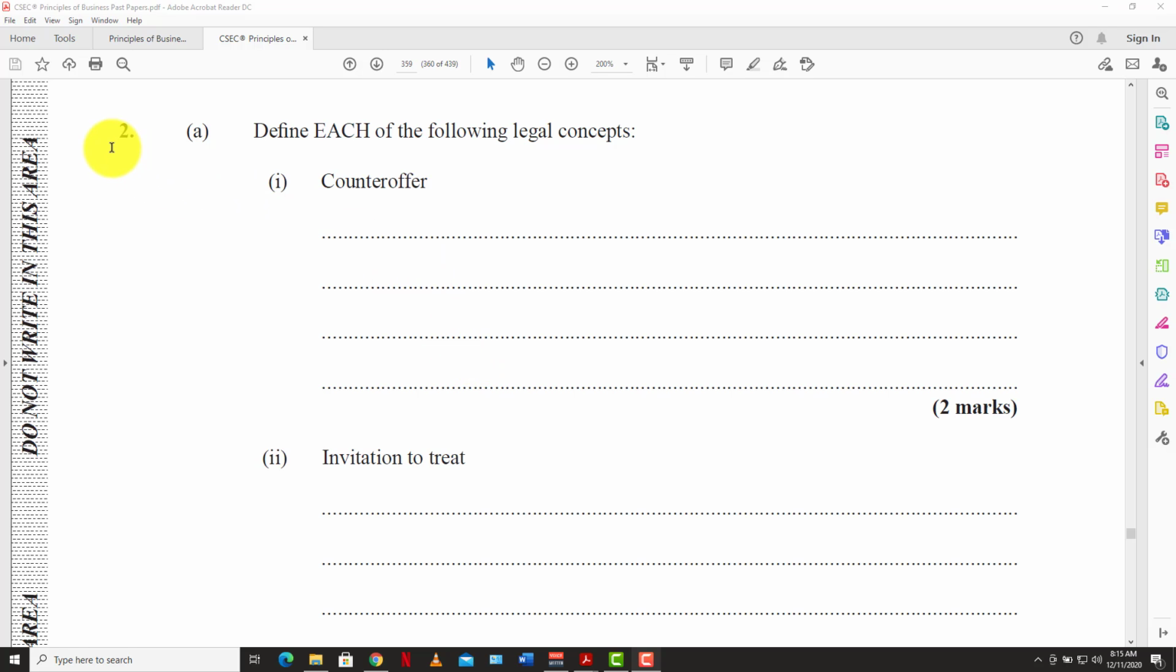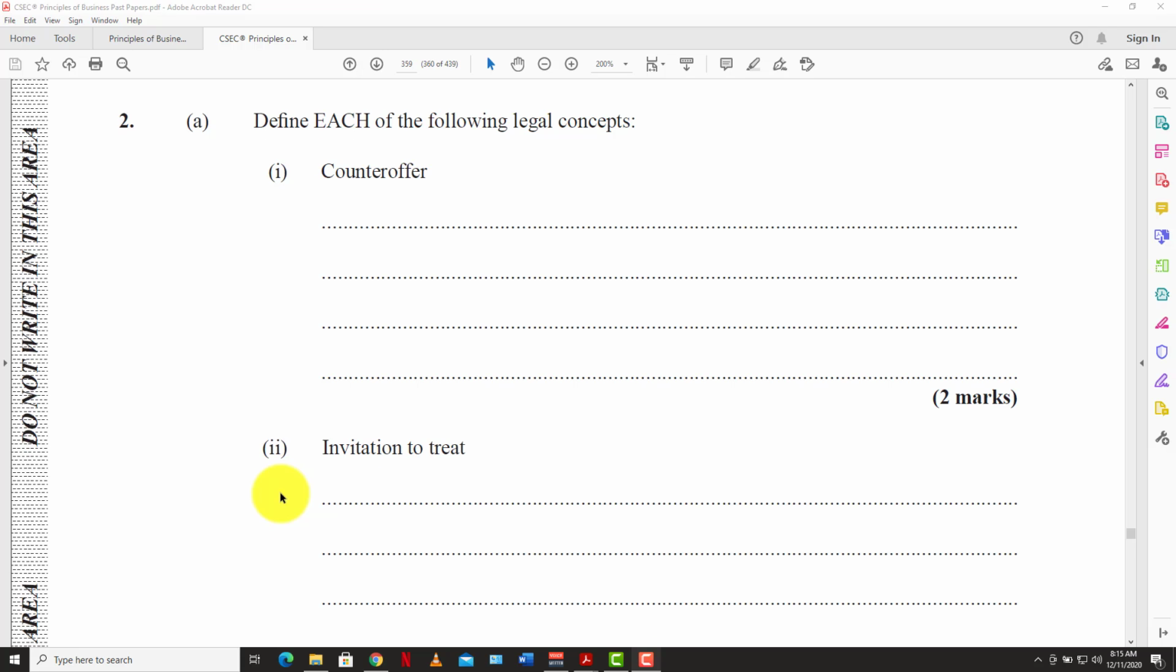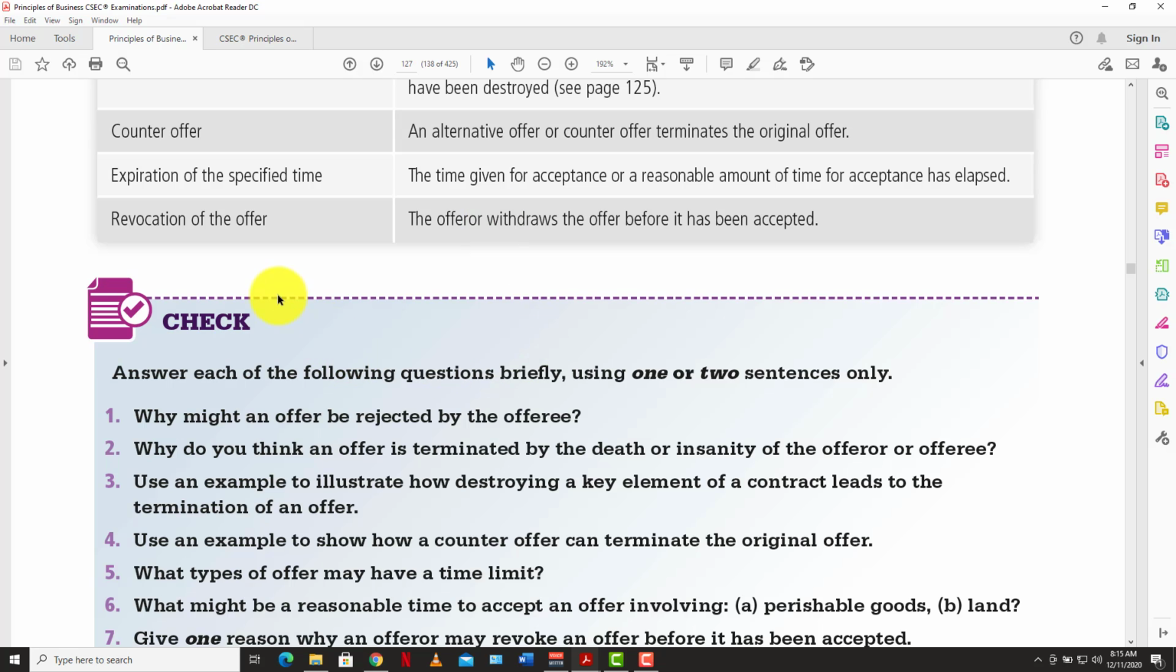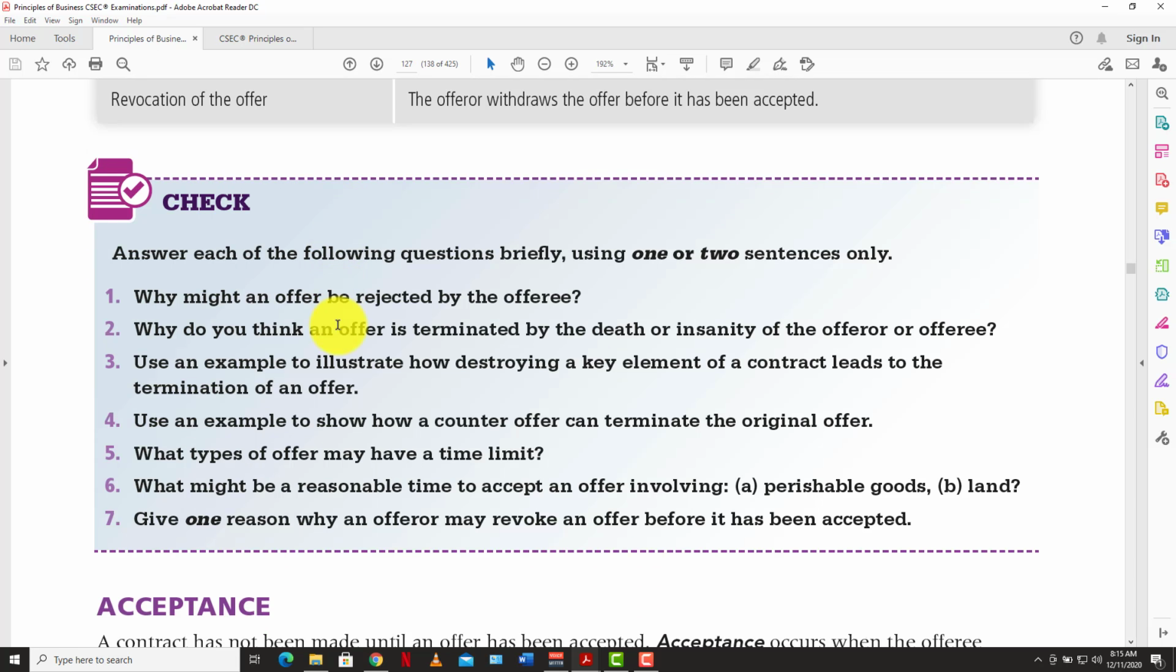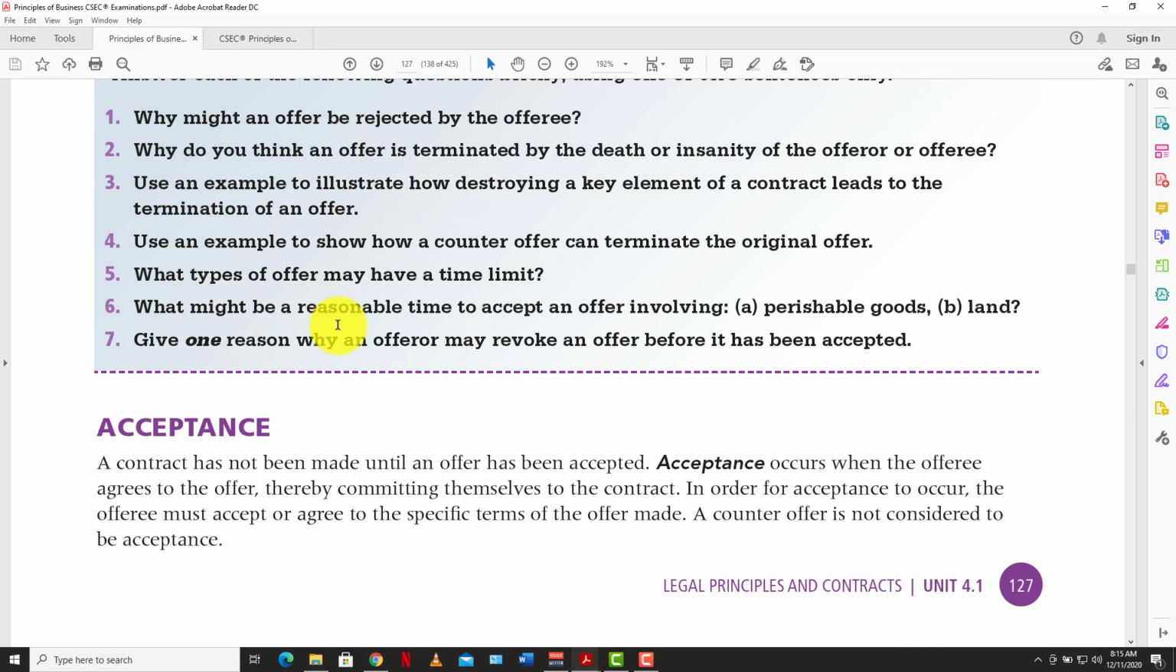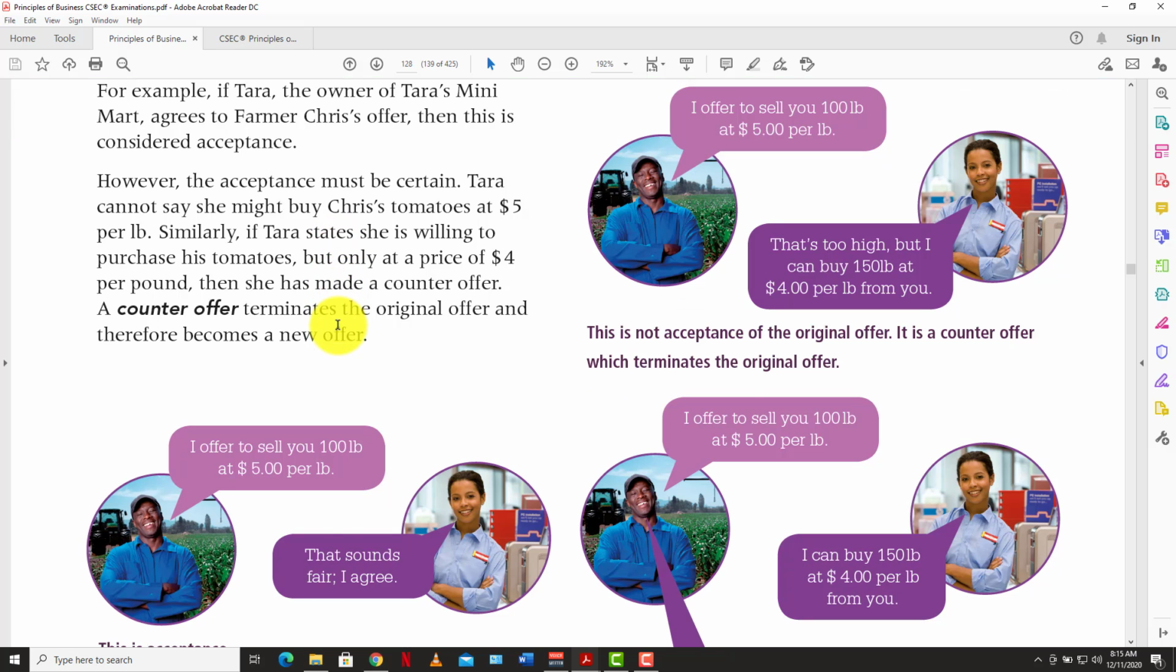And so number 2A, define each of the following legal concepts. The first one is counter offer, and the second one is invitation to treat. So what is a counter offer? Based on the textbook, a counter offer is an alternative offer made by the offeree. So it's an alternative offer made by the offeree.